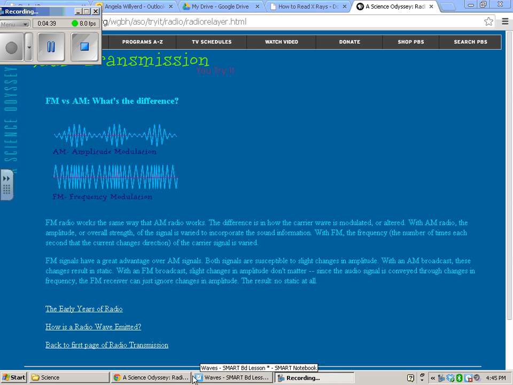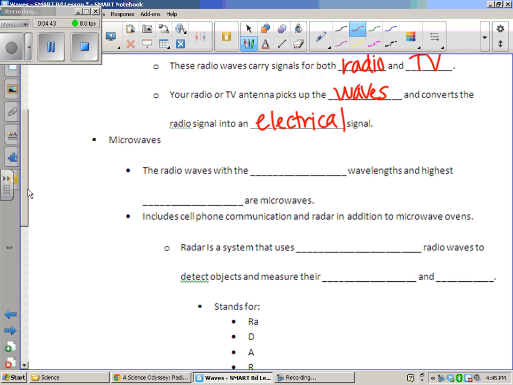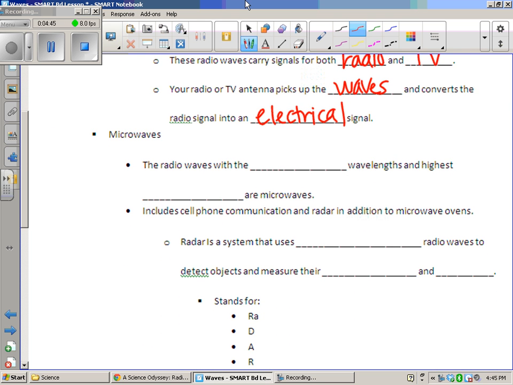Okay, so let's go back to our notes. Our next part is talking about microwaves. Okay, the microwaves, these are the radio waves with the shortest wavelength.